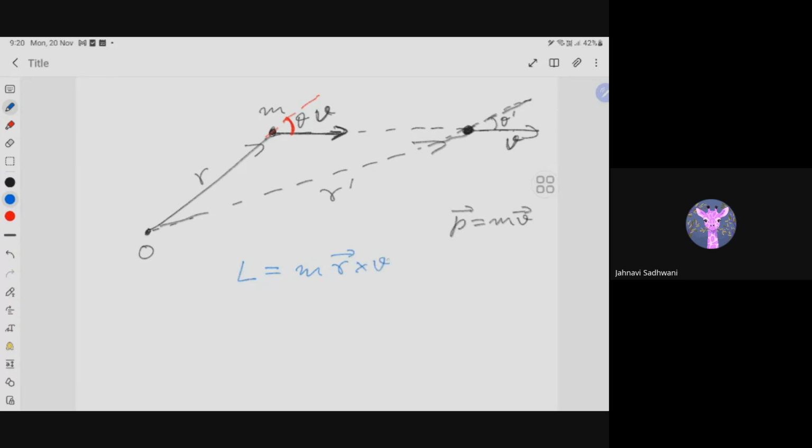Yeah, R cross V. Who are you? Sir, Janvi. Same Janvi who was in the previous session. Yes, sir. Yeah, 11th or 12th? 11th. Okay. So yeah, you may be here.